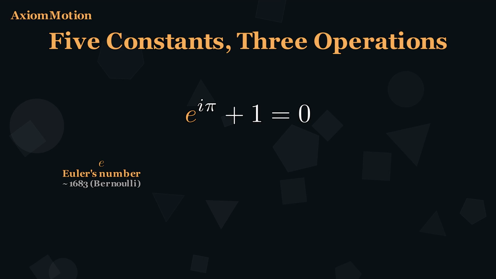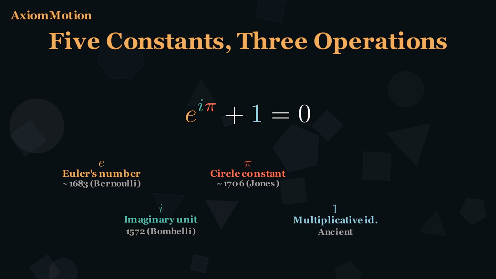e, Euler's number, approximately 2.718, the base of the natural logarithm, discovered through compound interest. i, the imaginary unit, the number whose square is -1, introduced by Bombelli in 1572 to solve cubic equations. Pi, the ratio of a circle's circumference to its diameter. 1, the multiplicative identity, and 0, the additive identity.